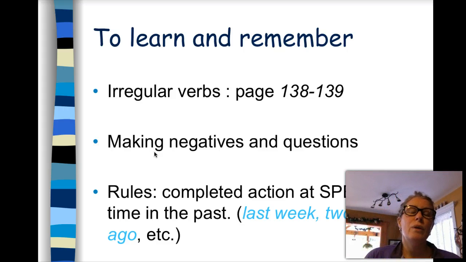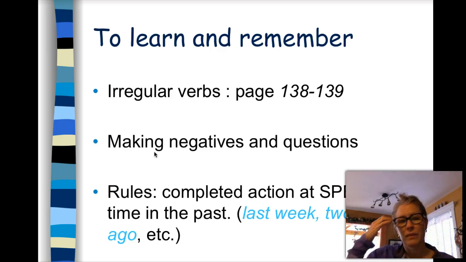So what you have to learn and try to remember: the irregular verbs on pages 138 and 139 of your grammar book, how to make negatives and questions using regular verbs, irregular verbs, and within the irregular verbs, don't forget the verb to be. And that the rule for the simple past is that it's a completed action at a specified time in the past, and you will often have keywords, and in your writing I encourage you to use them. So last week, 2 days ago, yesterday, etc.